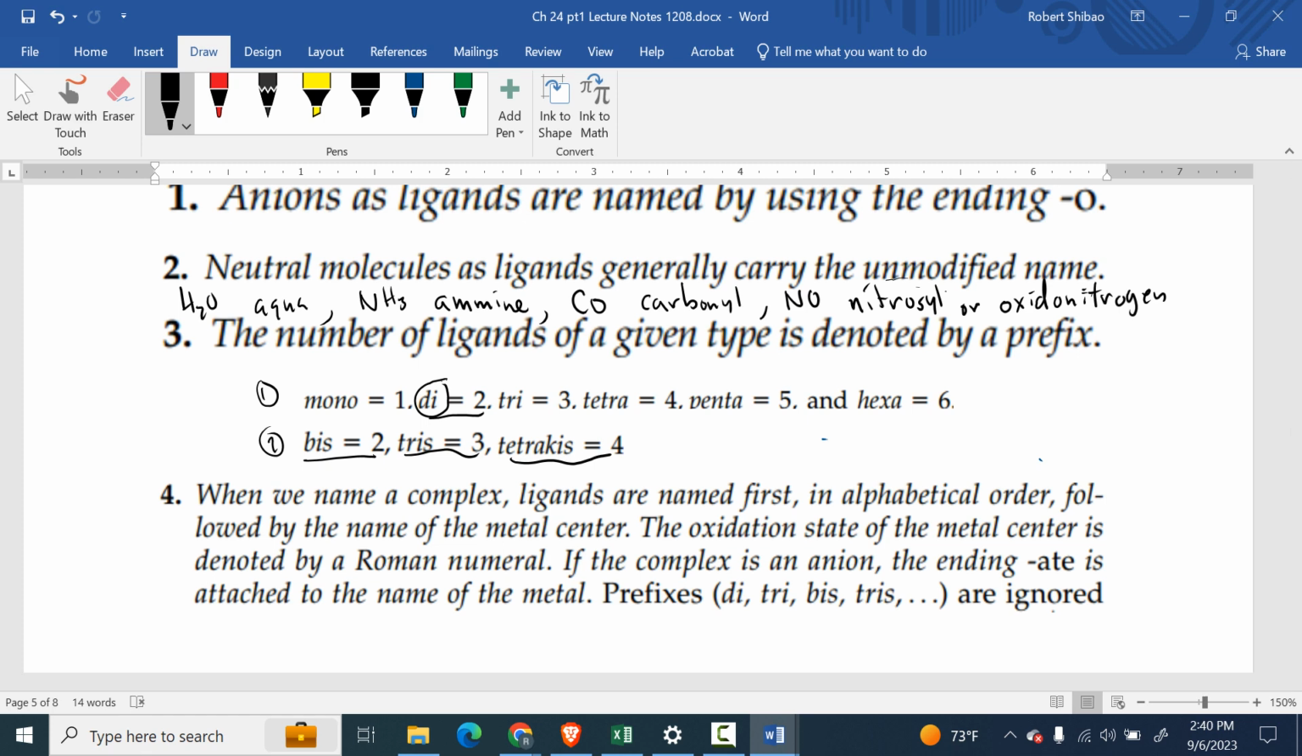What if we had 2 oxalatos? If we had 2 oxalatos, should we use di or bis? Now we look at the name for oxalato. Oxalato, does it contain a prefix in there, in the name itself? No, so we just use di. There's not going to be any confusion. And so the only time we go to the secondary system is if the primary system is already in use.